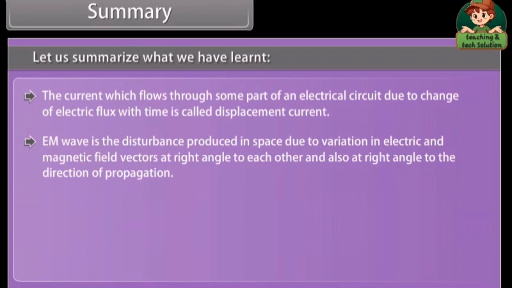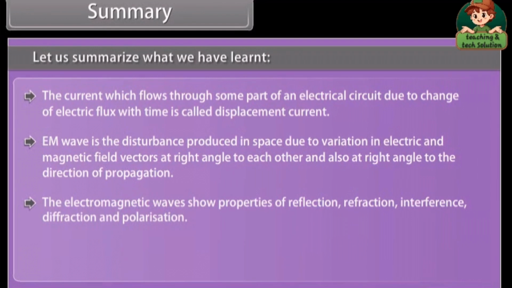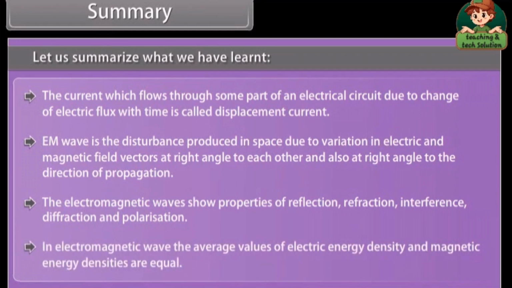at right angle to each other and also at right angle to the direction of propagation. The electromagnetic waves show properties of reflection, refraction, interference, diffraction and polarization. In an electromagnetic wave, the average values of electric energy density and magnetic energy density are equal.